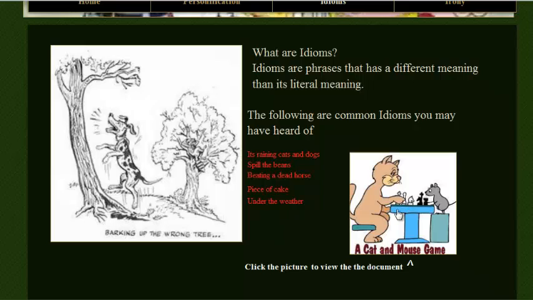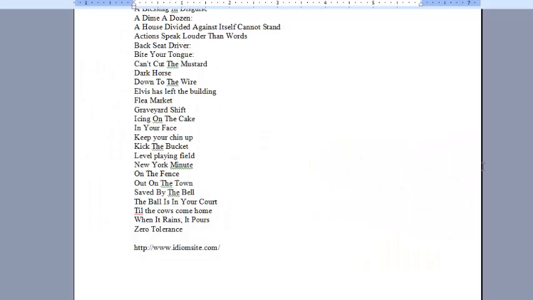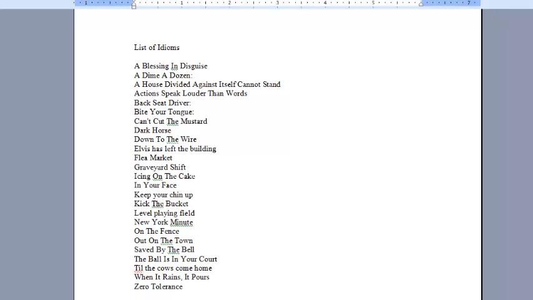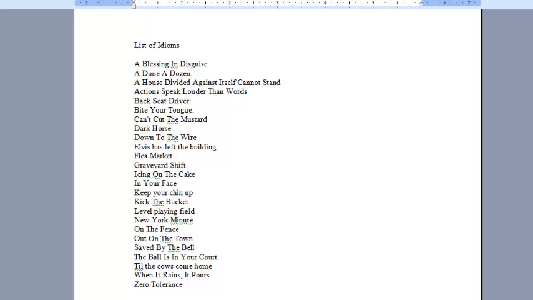And what I want you to do, I want you to click on this image right here. And when you click on the image, you're going to get a Microsoft Word document. And in this document, I compiled a list of some of my favorite idioms. And what I want you to do is go look at the list, and pick out five, write these idioms on a piece of paper, then explain what the idiom actually means.